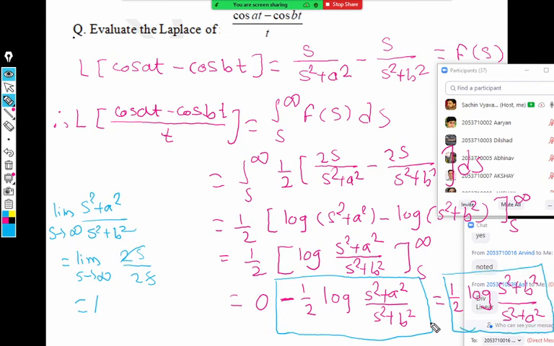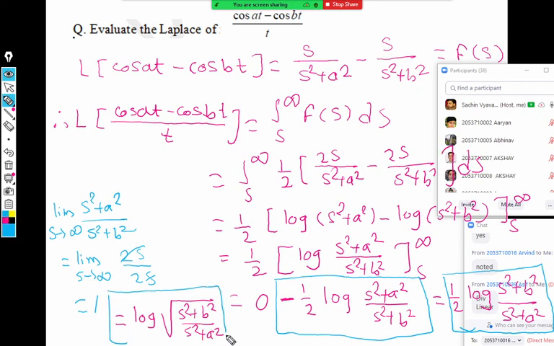Okay, third possible answer. Yes, anyone? What's a third possible simplification? This 1 by 2 you can also take here, because this n log x is there. So it is square root. So the third answer you can write like log of square root of s square plus b square divided by s square plus a square, or that bracket raised to half. So all these are the possible answers you can write.